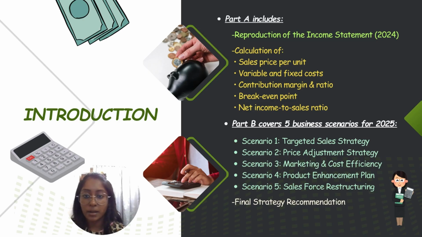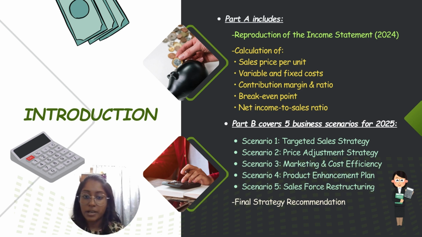In part A, we start by reproducing the income statement for EcoGlow Lighting Sendirian Berhad for the year ended 31st December 2024. Then, we calculate the sales price per unit, variable and fixed cost, contribution margin and ratio, break-even point, and then the net income to sales ratio.